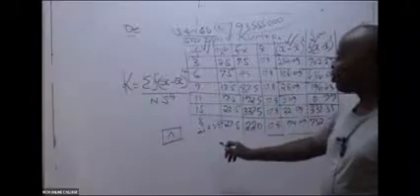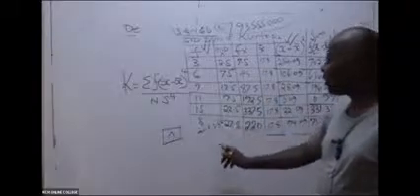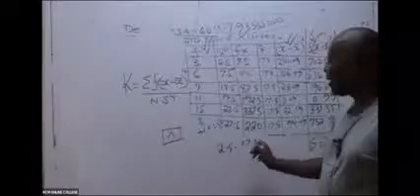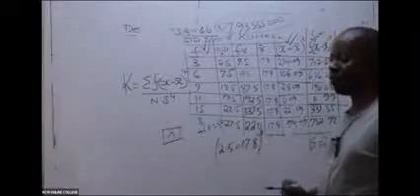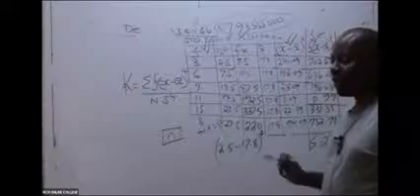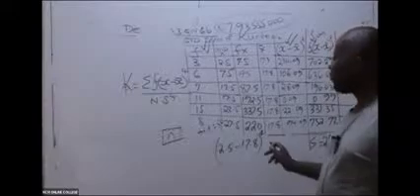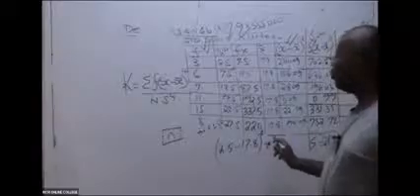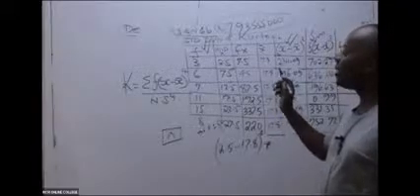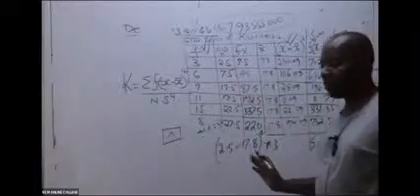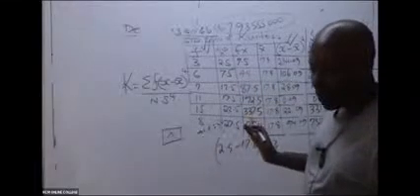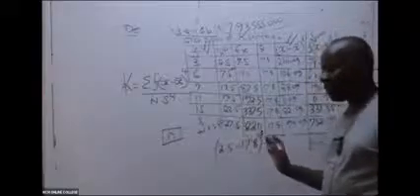X minus X bar: this is 2.5 minus 17.8. Whatever we get, raise it to power 4. Then whatever you get, you multiply with the frequency. Let's now be serious until we agree, all of us. Let's now get the same answer.